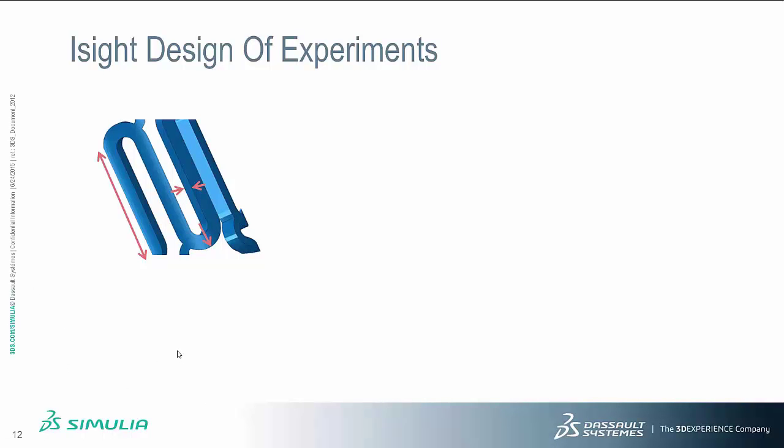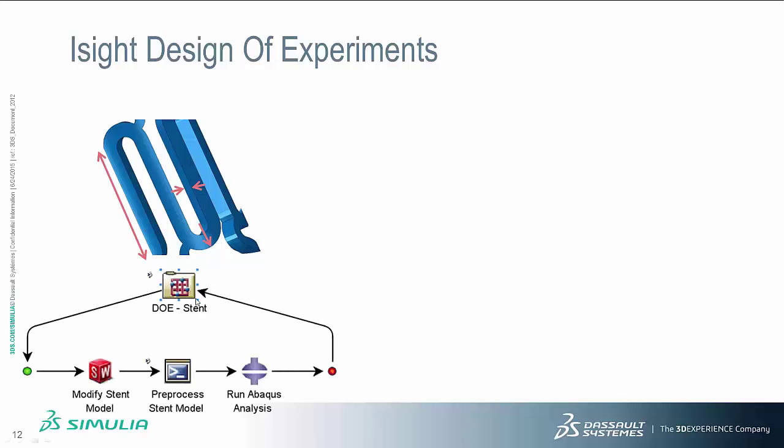Isight is a process automation and optimization tool from SIMULIA, and for this case a design of experiment was set up in which the parameters were the length of the strut as shown here, the radius of the strut, and the thickness of the strut which is extruded. The workflow components include, we start with modifying the stent model, which means modifying the 2D geometry of the stent in SolidWorks, and then from that 2D geometry a 3D mesh is updated in the Abaqus model and a new input file is generated, and then we run the Abaqus analysis and store the maximum stresses that are being generated.